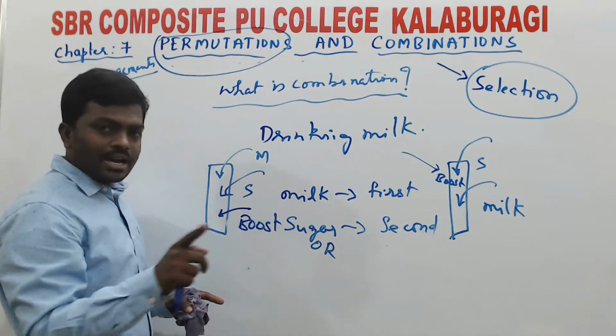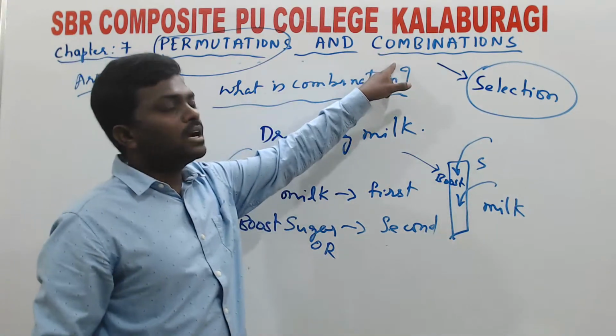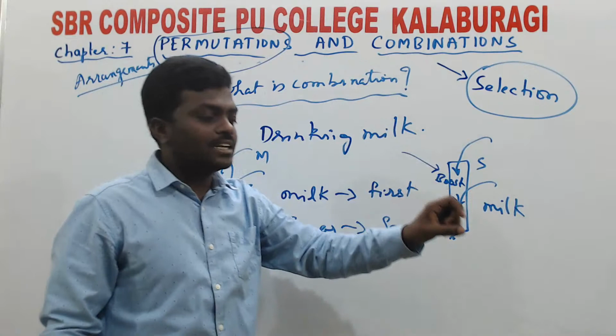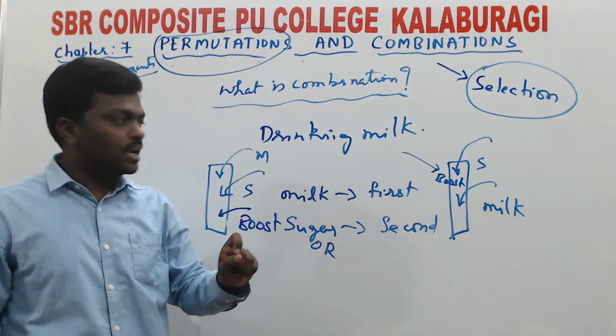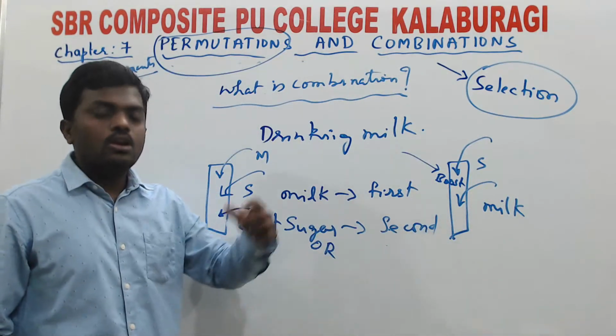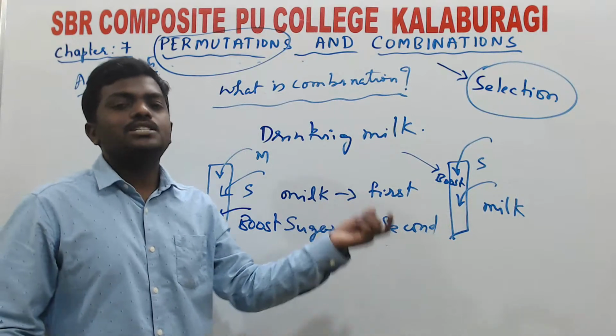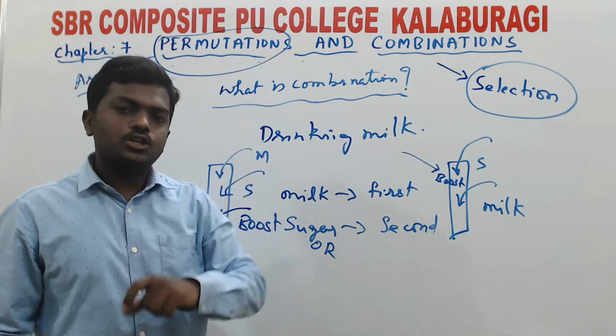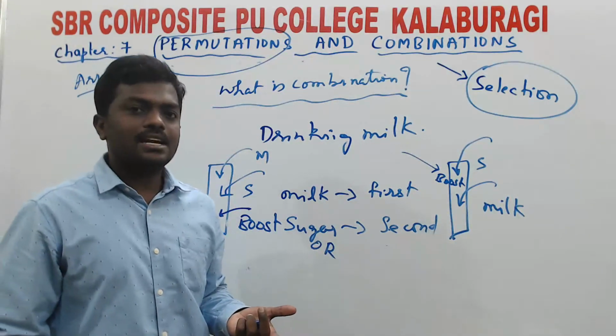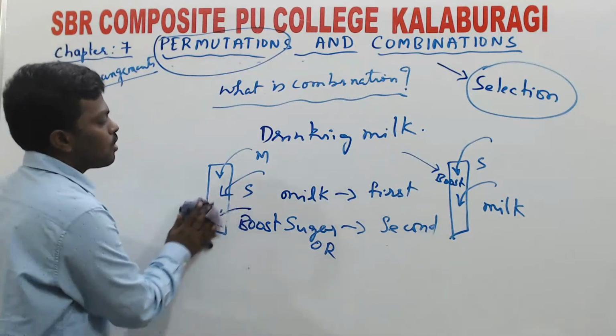So when order does not matter, it's nothing but a combination. It's just selection. You're just picking Bournvita, you're just picking Boost, you're just picking milk, you're just picking sugar in any manner. Is that clear? So this is nothing but combination.